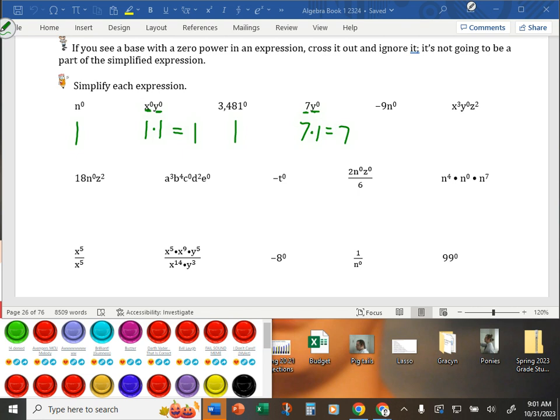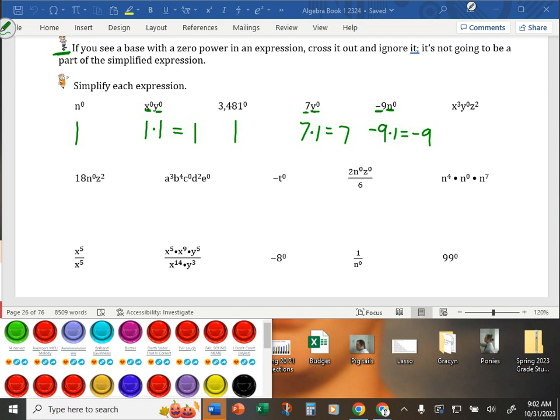Negative 9 to the 0 power. Negative 9. It has a coefficient. Negative 9, not affected by the power. N to the 0 becomes a 1. Our answer is negative 9. Negative 9 times 1.